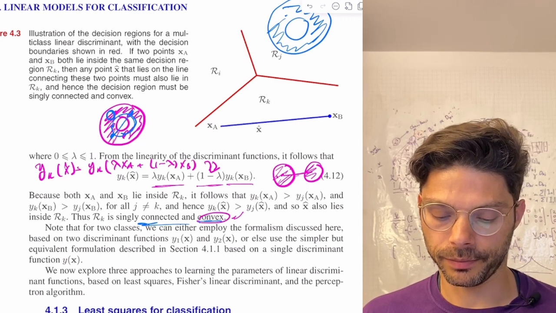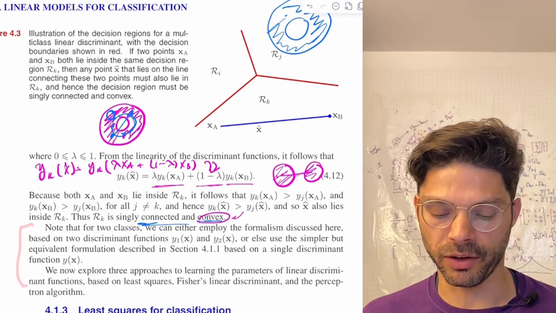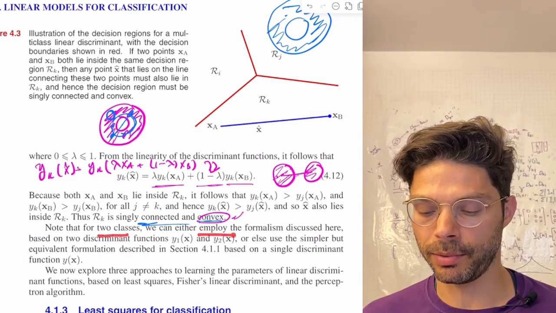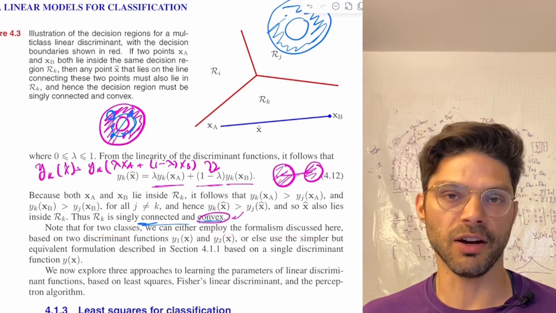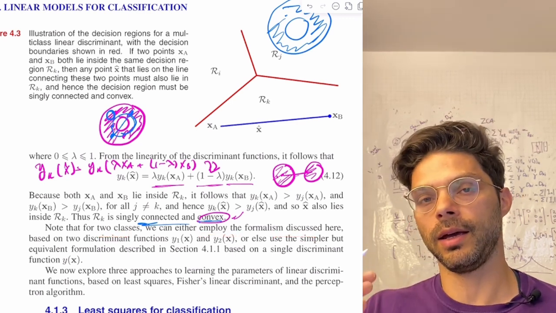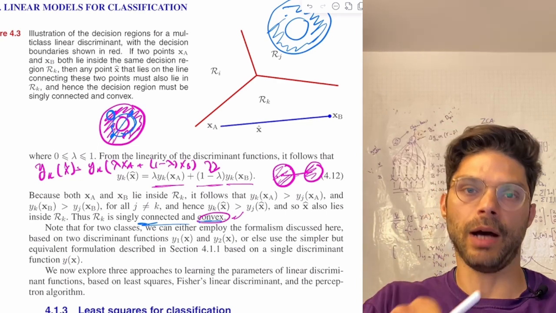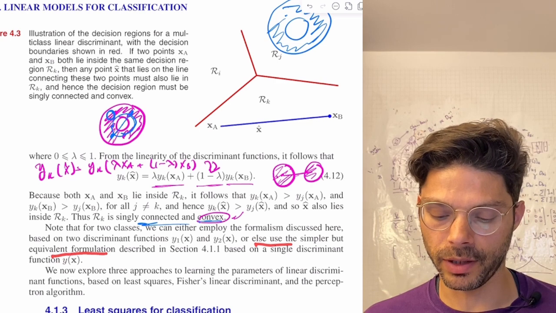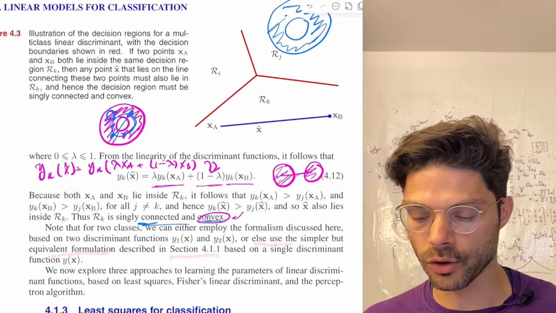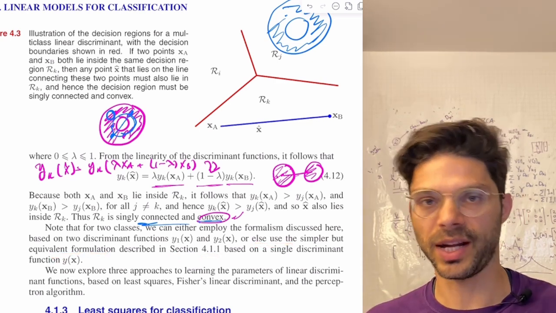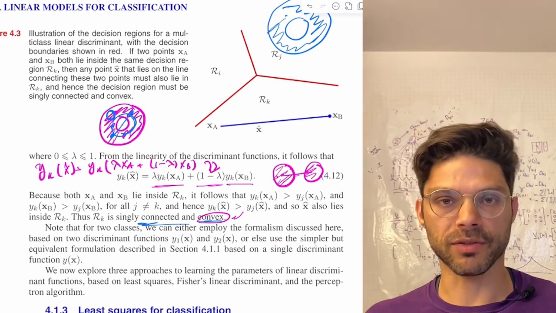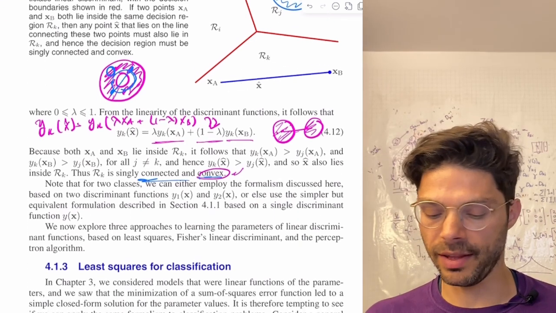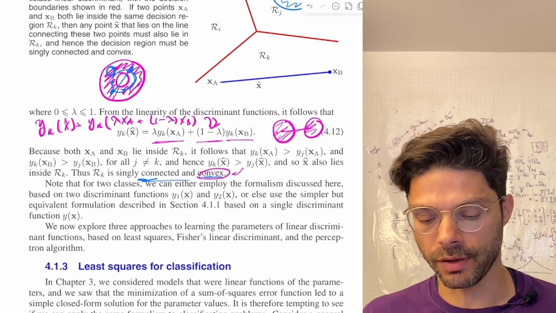Okay. And now just a final convenience point. Note that for two classes, we can either employ the formalism discussed here, so just think of it as the K class case, but for just two, so you have two output units, one for each class, or else use a simpler but equivalent formulation described in the previous section, where you just have a single discriminant. So for two classes, things are a bit easier. You have some options.